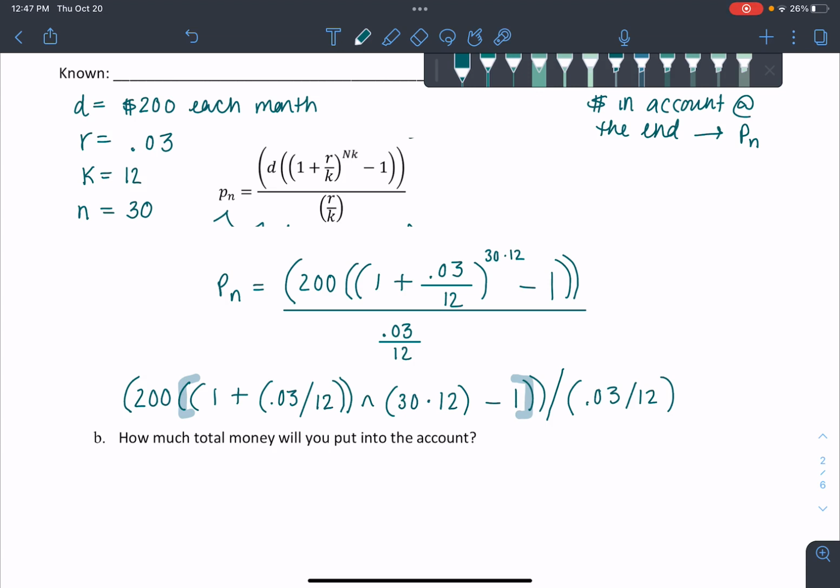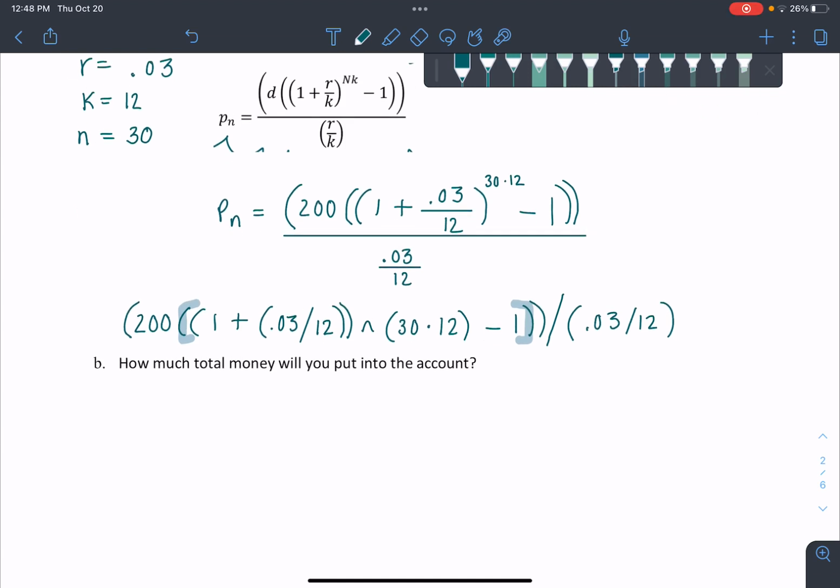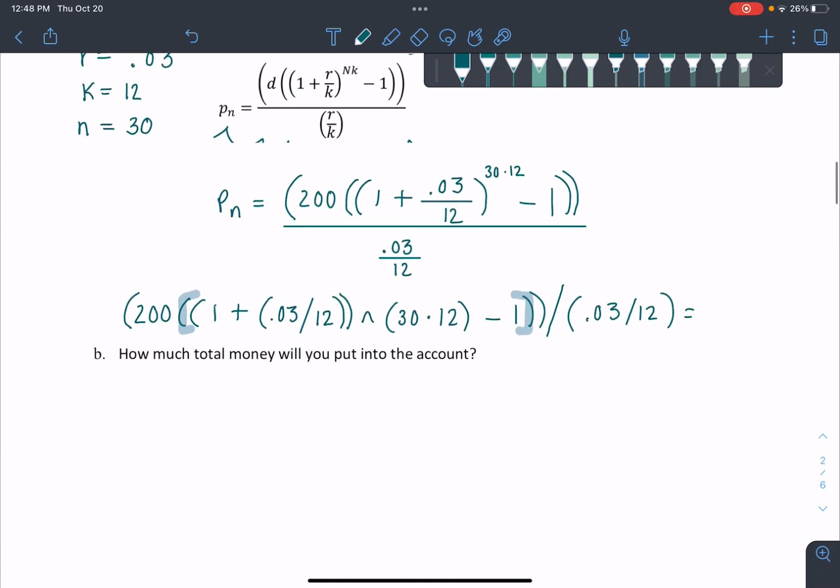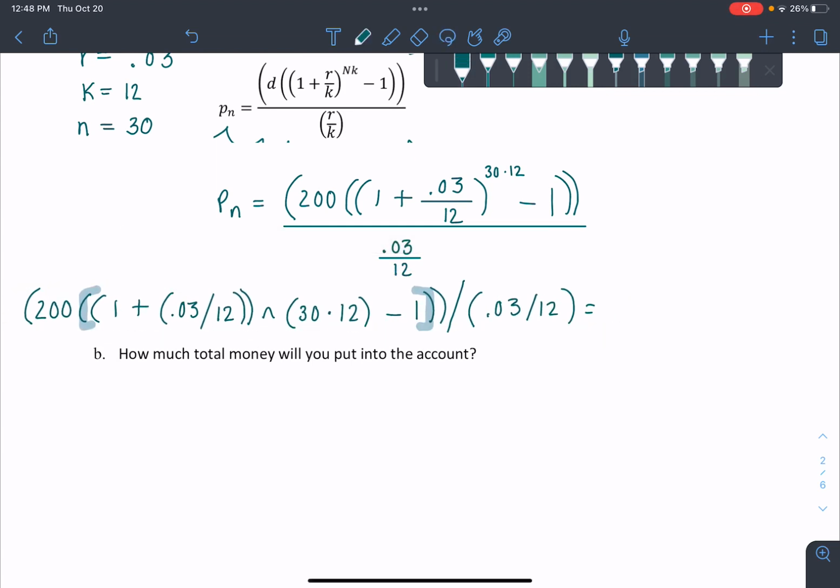Okay, and we get, drum roll please, how much money will there be in the account at the end? It should be a whopping $116,547.38. Okay, so now that I've shown you how to do this with the regular handheld trusty scientific, let me also show you what your homework calculator looks like.